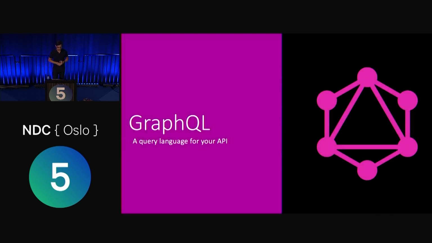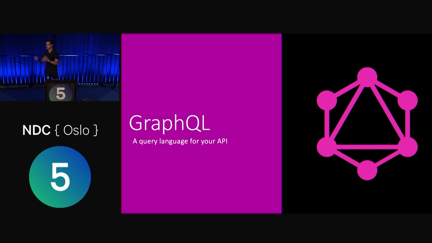So what is GraphQL? Well, quite simply, it's a query language for your API. So the way GraphQL works is the client tells the server exactly what we want, and then the server gives us exactly that back. Whereas with REST, it's kind of the opposite, right?